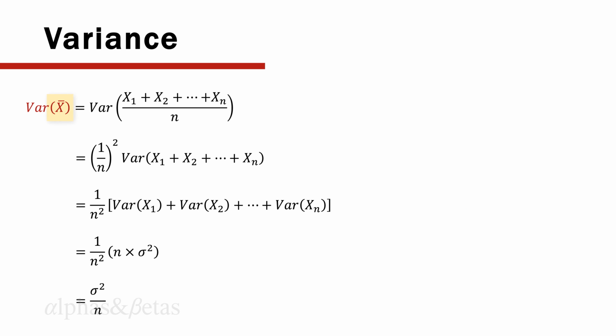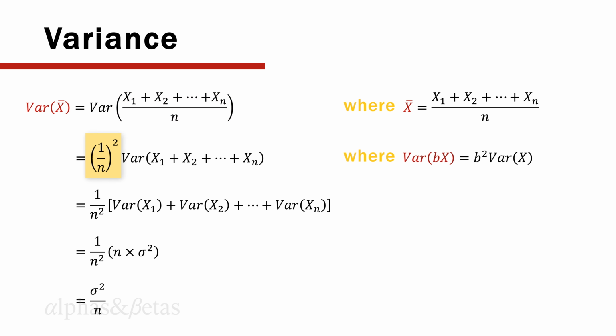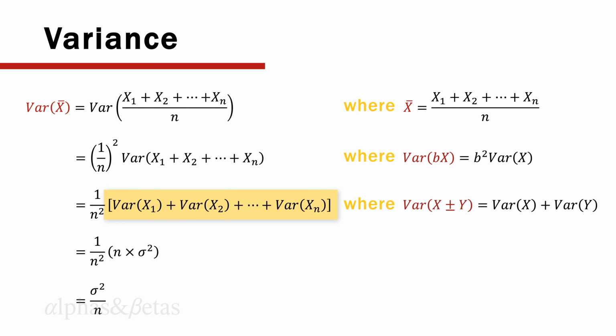The variance of x bar is the same as the variance of x1 plus x2 plus all x's up to xn divided by n. The n is a constant, so it can be taken out of the variance. When it is, it's squared. The variance of the sum of n random variables is the same as the sum of the variance of each random variable. The variance of each random variable is sigma squared. The n and 1 of the 1 on n cancel out, so you're left with sigma squared on n.